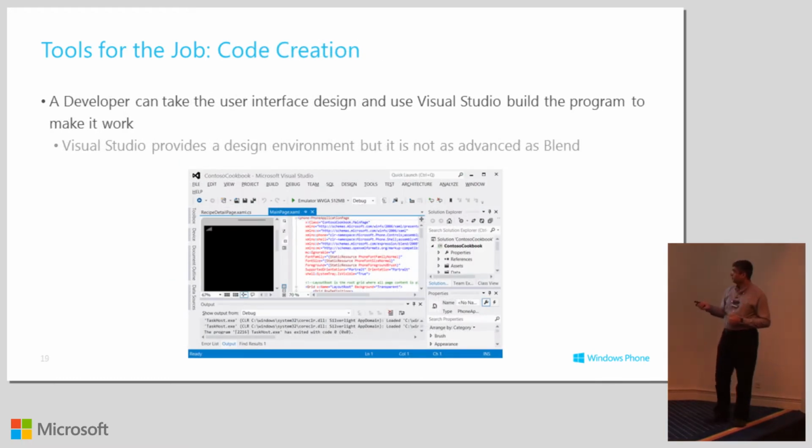In terms of code creation, we have Visual Studio. What we have also done is taken some of the capabilities that existed in Blend and brought them to Visual Studio. So the properties window that was there in Blend, the document outline, some of the wizards that were there in Blend, just to ensure that the developers also have a good experience and do not have to go between Visual Studio and Blend very often.